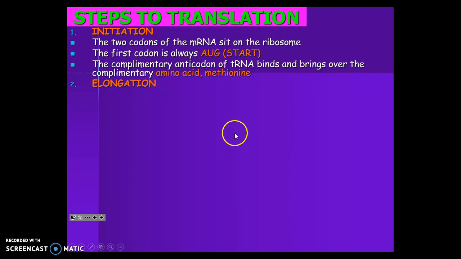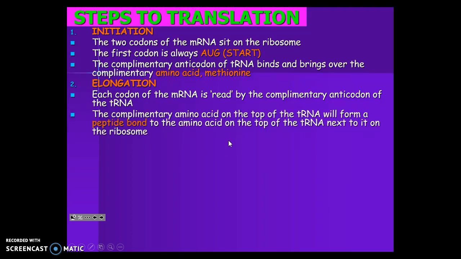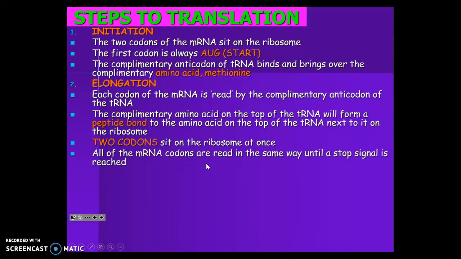Following initiation is elongation. This is the step where codons are read along the mRNA strand, and the anticodons of the tRNA are complementary to those codons. The complementary amino acids that the tRNA brings along on top of it are going to form a peptide bond, linking those amino acids together and slowly forming the polypeptide. Now, 2 codons can sit on the ribosome at once, no more, and this allows those 2 codons to bring along 2 amino acids, and they'll share that peptide bond in between. All of the mRNA codons are read in the same way until they reach the stop signal.